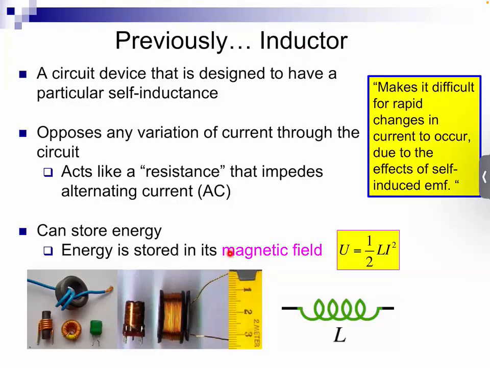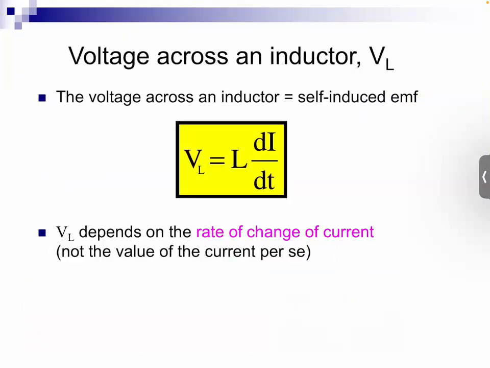And also the inductor stores energy in its magnetic field. This is the amount of energy stored. It depends on the current in the circuit and the inductance of the inductor. We also learned yesterday that if you have a changing current, as I mentioned earlier, which generates a changing magnetic field, that then creates an induced voltage across the inductor, and the voltage across is given by this equation, which was the definition we used to define what the inductance of the inductor is.